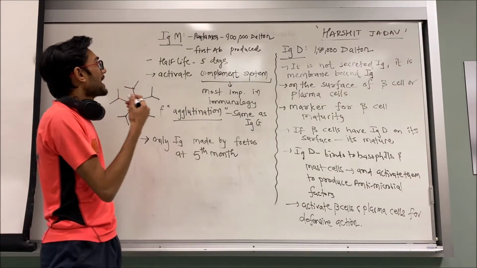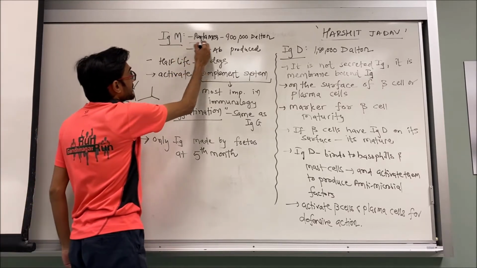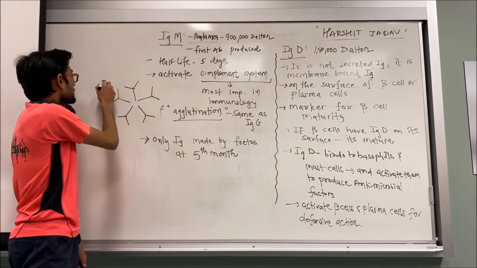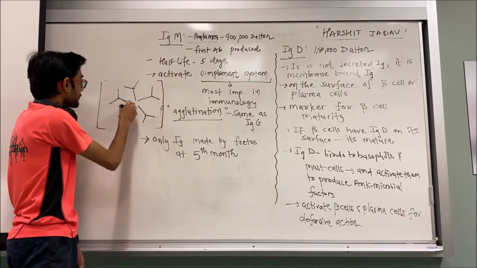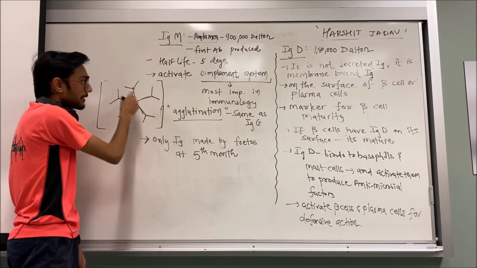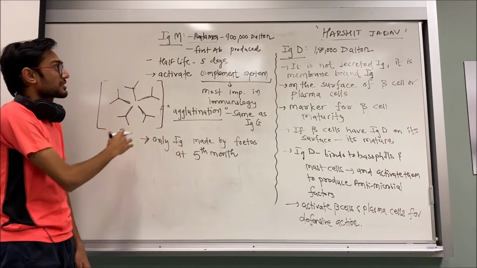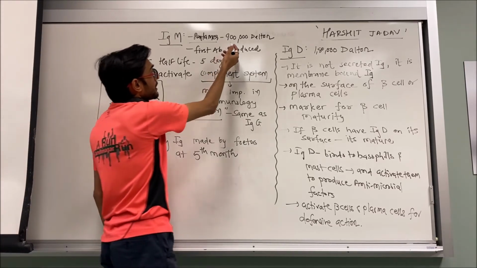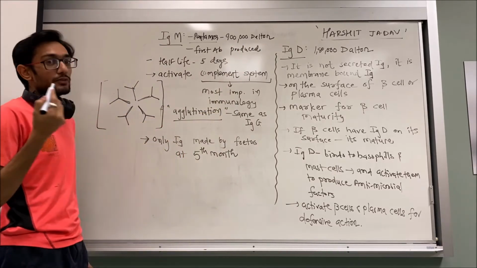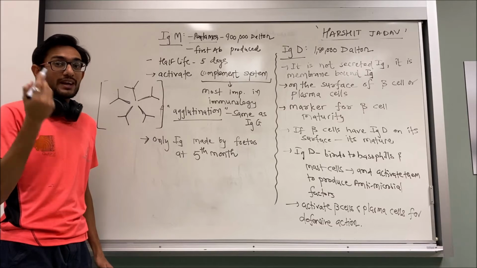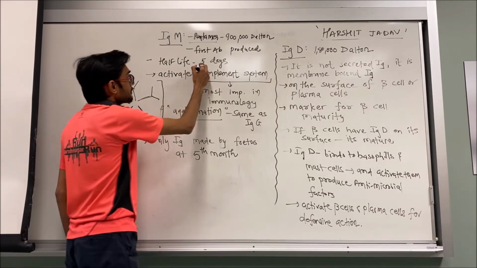So now IgM. As we already know, IgM has a pentamer structure. So IgM functionally and morphologically looks like this. These are 1, 2, 3, 4, and 5 different units of IgM, and they form a pentamer structure. The molecular weight is 900,000 Daltons. It is the first antibody which is produced in humans as well as expressed in humans. The half-life of IgM is 5 days.